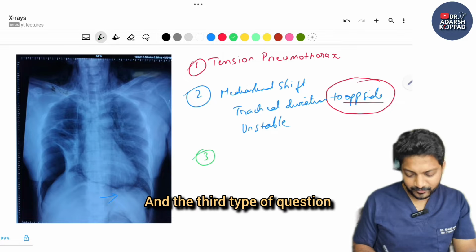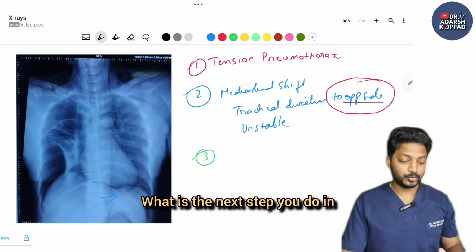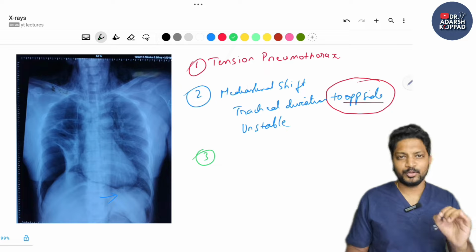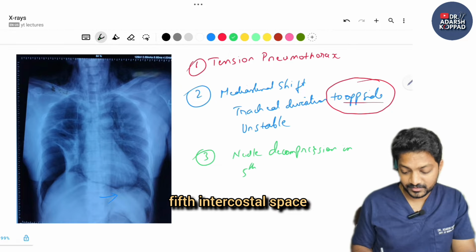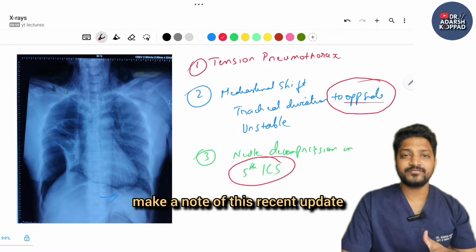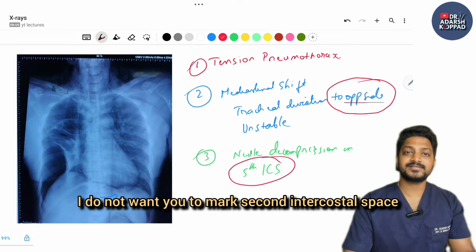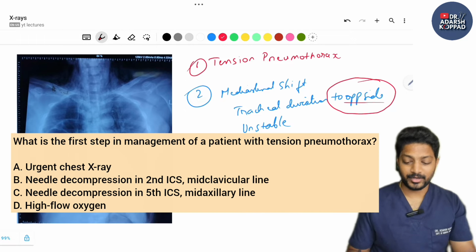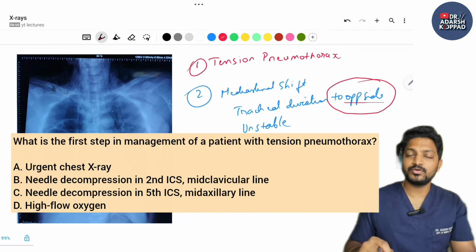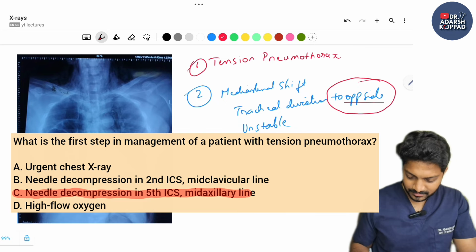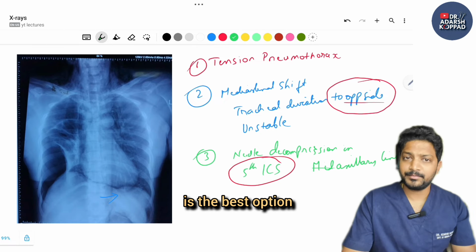And the third type of question, that is, what is the next step you do in tension pneumothorax? You do immediate needle decompression. Needle decompression in the 5th intercostal space. Make a note of this recent update. I don't want you to mark the 2nd intercostal space. You can have both the options, 2nd intercostal space and 5th intercostal space. So the 5th intercostal space in the mid axillary line is the best option.